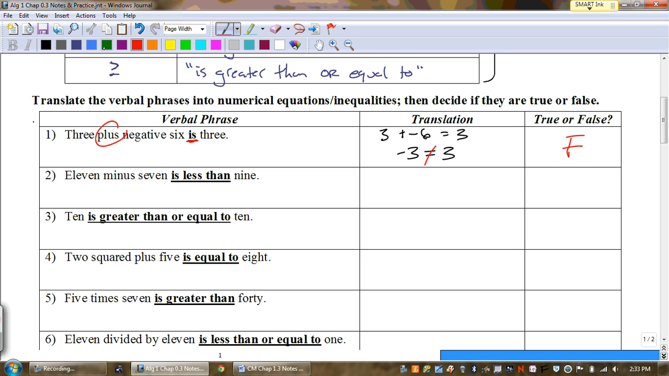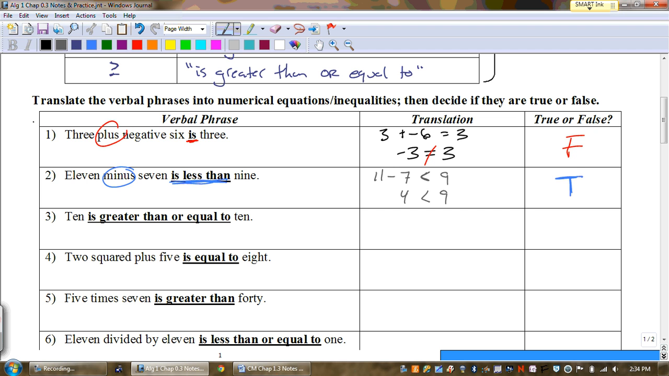All right, let's look at the next one. It says 11 minus 7 is less than 9. Well, 11 minus 7 is 4. And is 4 less than 9? Ding, ding, ding. You bet it is. So that's a true statement.